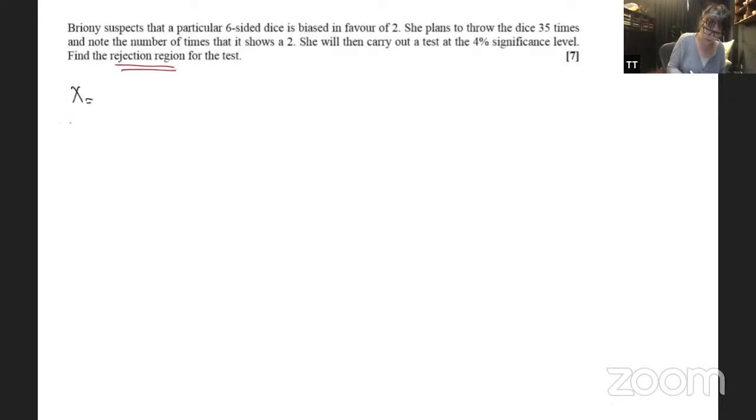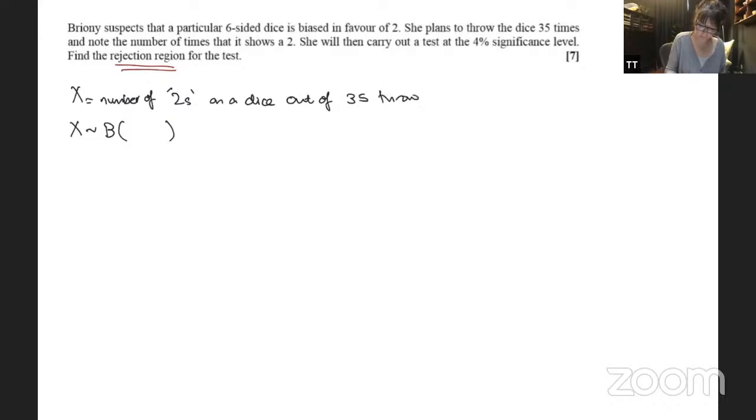So I'm going to do my usual start. I'm going to see what X is. Six-sided dice biased. So it's the number of twos on a dice out of 35 throws. And that really pins us down to exactly what we're looking at. X is binomial, N, P. Now, if it's not biased, P will be a sixth. Okay, H0, P is a sixth. H1 is what Bryony is saying. I'm just going to leave that for a minute because I want you to see how irrelevant what Bryony is saying is for the next stage.